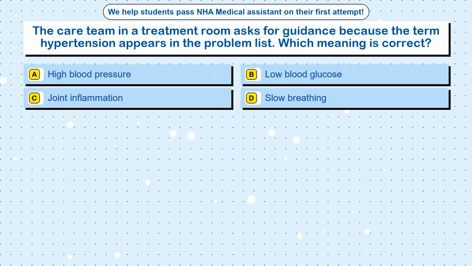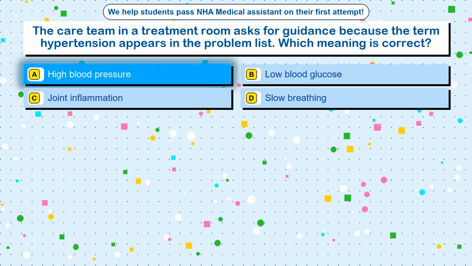Question 85. The care team in a treatment room asks for guidance because the term hypertension appears in the problem list. Which meaning is correct? Option A. High blood pressure. Option B. Low blood glucose. Option C. Joint inflammation. Option D. Slow breathing. The correct answer is option A.